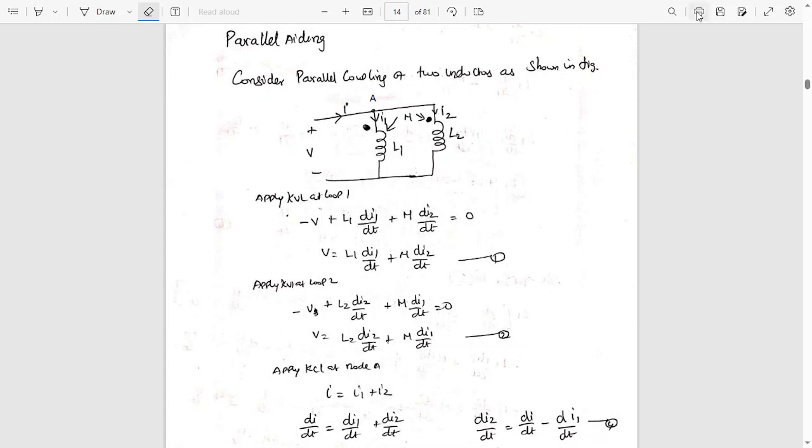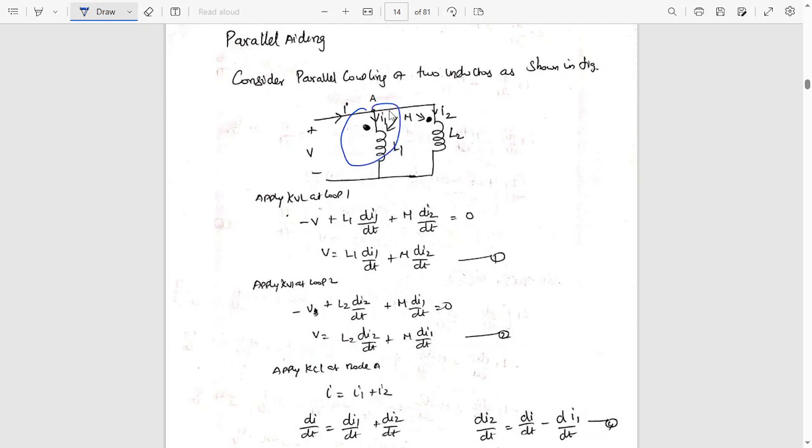Hello. Now I'm going to discuss parallel aiding. This will come under magnetically coupled circuits. So we need to consider parallel coupling of two inductors as shown in the figure.